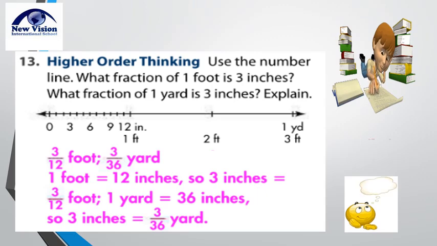Another way, 3 divided by 12 is equal to 3/12. As you can see, 3/12 can be divided by 3/3. So 3/12 is also equal to 1/4. Next, 3 divided by 36 is equal to 3/36. 3 and 36 can be divided by 3/3. So 3/36 is equal to 1/12.